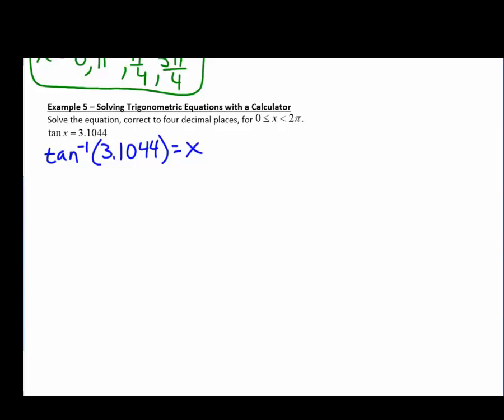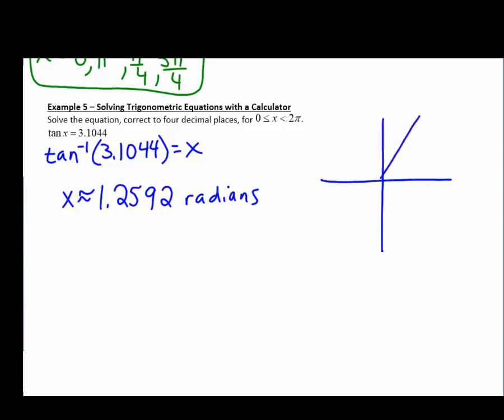So we're going to plug that into our calculator. Again, make sure you're in radians mode. So you're going to hit second tangent and then 3.1044. And so we get x is approximately 1.2592 radians. Okay, remember whenever you use the inverse function, you are getting an angle measure out. So that is radians, okay? But now we need to see, all right, well, that angle is in quadrant 1. Okay, so this is 1.2592 radians.